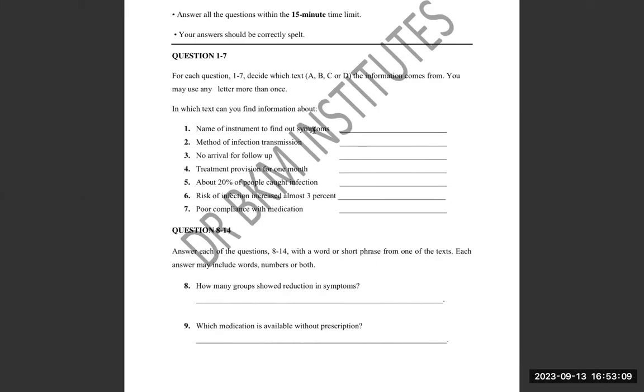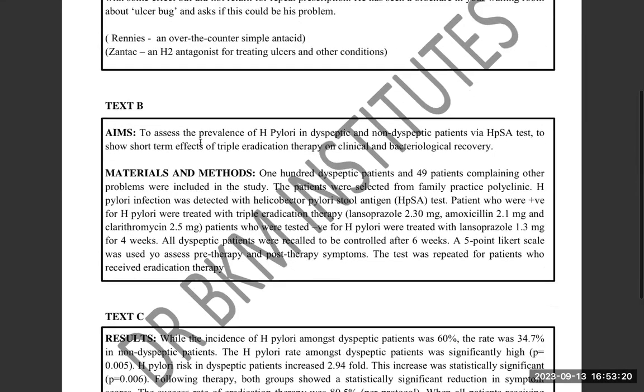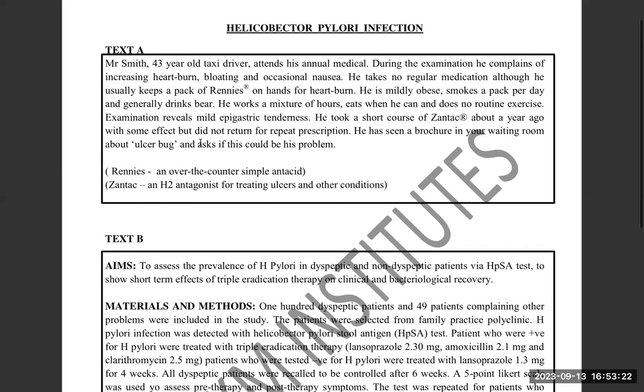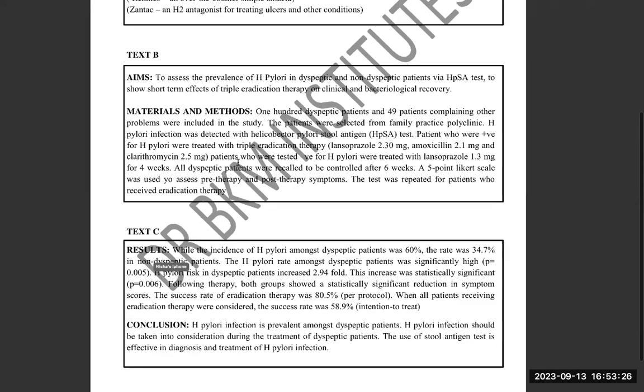In the symptoms paragraphs A and D, I have not been able to find the instrument. So I immediately leave this question. That is the main strategy: to leave this. Method of infection transmission. This is easy. Methods of infection transmission. I read about some methods of transmission. There was something like transmission that was surely given.